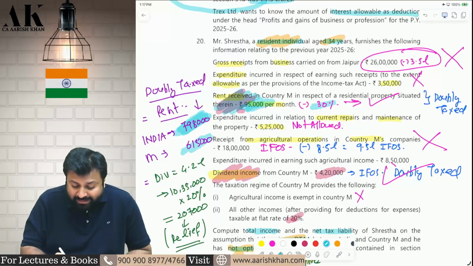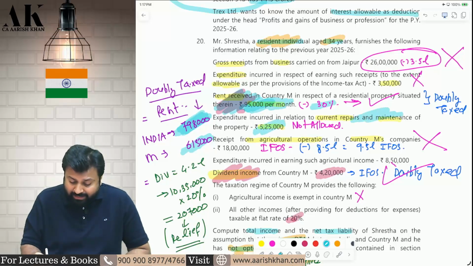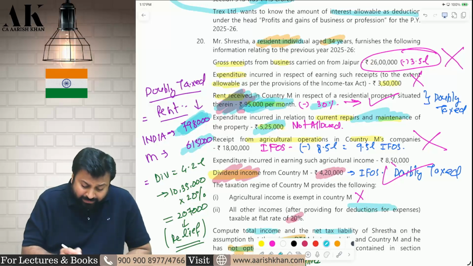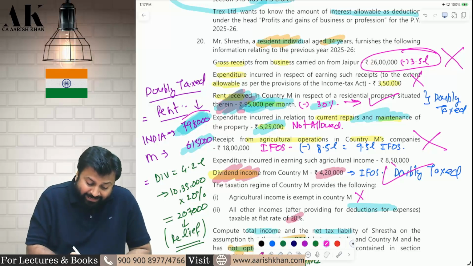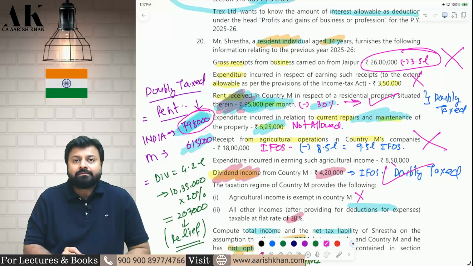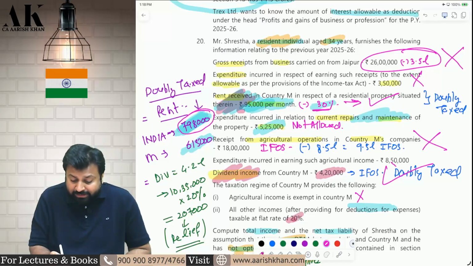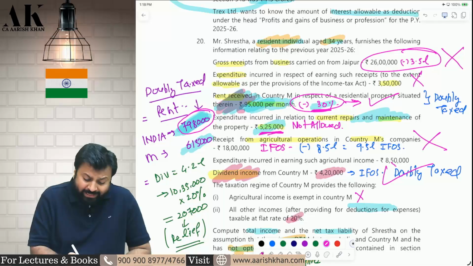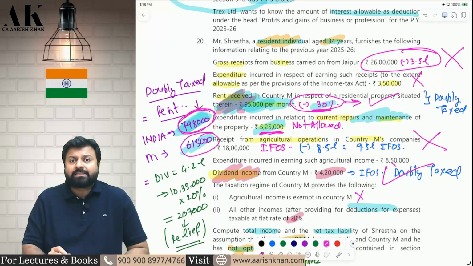Why? Because in country M, the rent is taxable at 95,000 into 12 minus 5,25,000 because in country M, all these expenses are allowed. Therefore, what is doubly taxed in India? In India, rent is taxable at 798 because the deduction is allowed different. In India, it is 30%. In country M, it is 5,25,000. Therefore, in India, the income tax is 7,98,000. In foreign country, the income tax is 6,15,000.